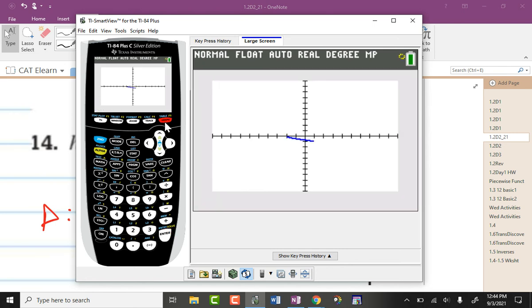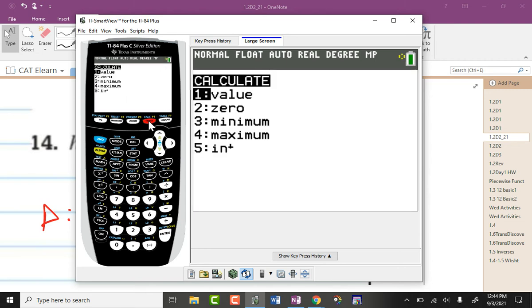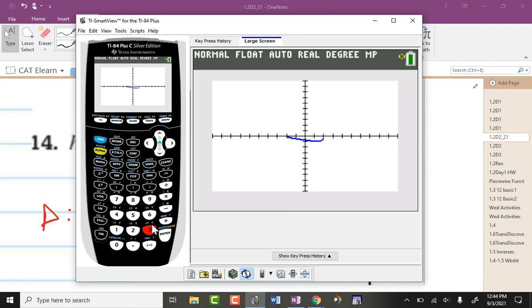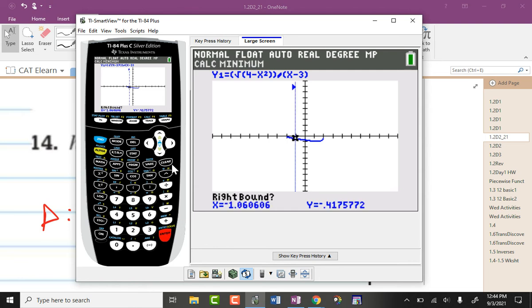Okay, I already did that. I already had that. But now what I want to do is hit second calculate min. The range is awfully strange. Hey, that rhymed. I'm just going to make sure I'm left of that low point. You can go as far as you want.